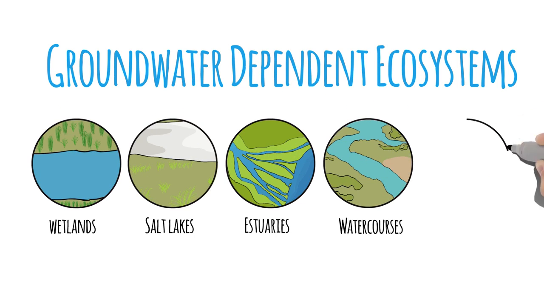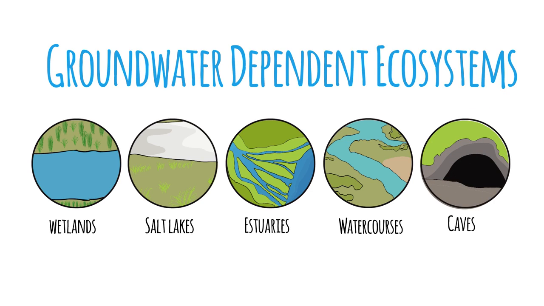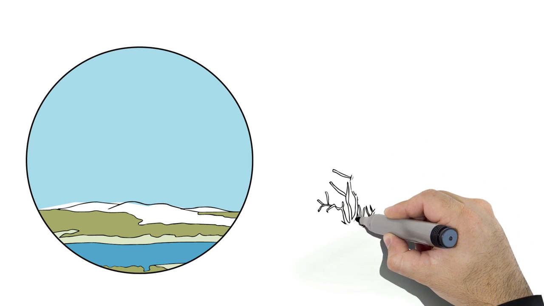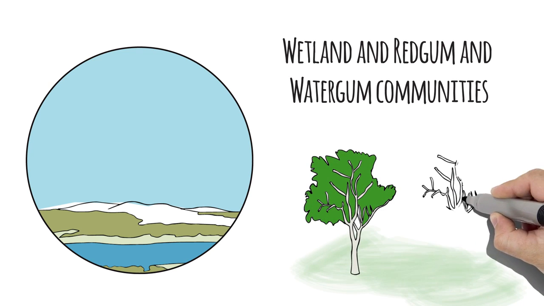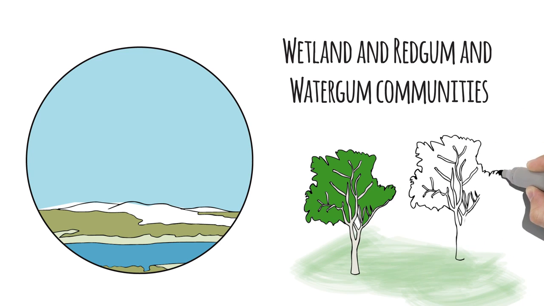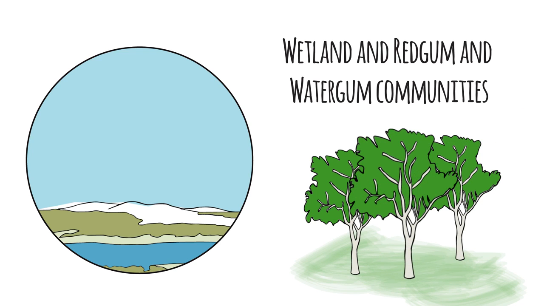There are also other GDEs on Eyre Peninsula, including ecosystems below the ground and in caves, as well as some that are found in marine environments close to the shore. Examples of Eyre Peninsula's GDEs include some red gum and water gum communities, along with wetlands such as Lake Hamilton near Elliston and Sleaford Mere south of Port Lincoln.